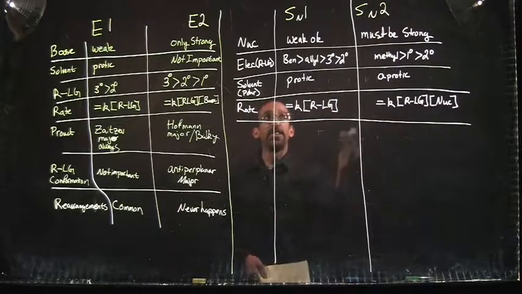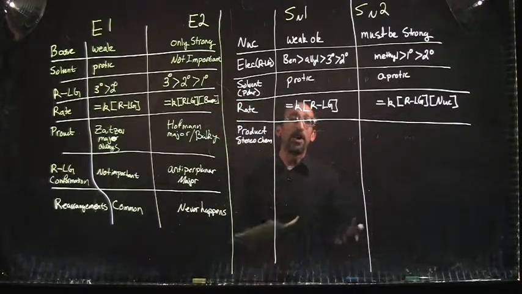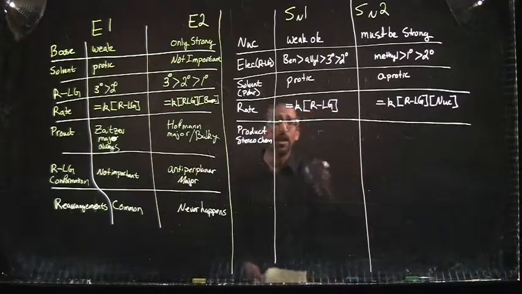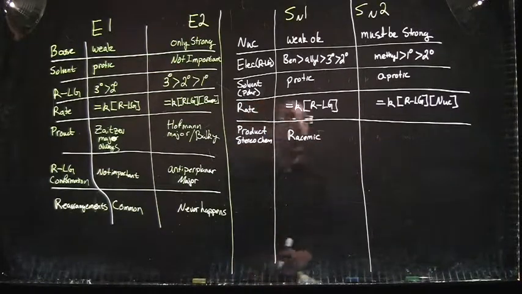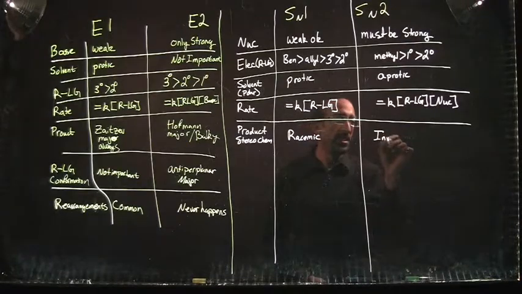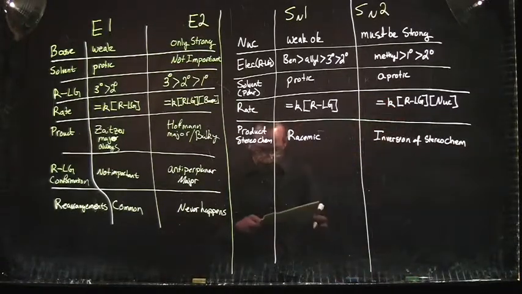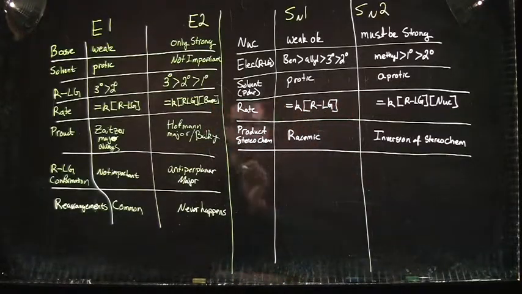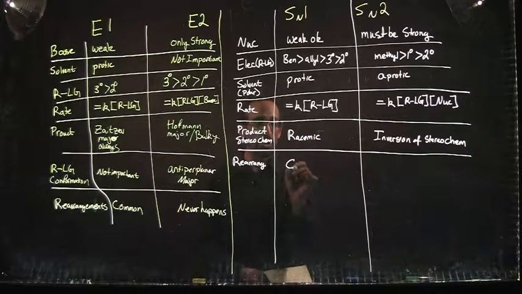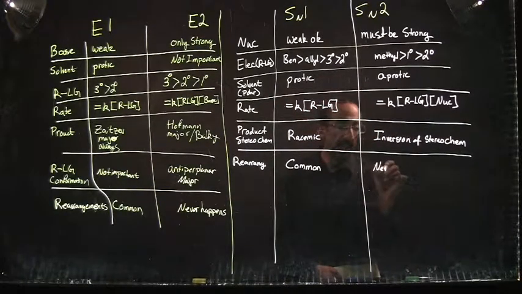So after the rate, the next thing we need to consider for SN1, SN2 is going to be product stereochemistry. We saw in SN1, because we go through that carbocation intermediate, which is planar, the nucleophile can approach from either face, and we end up with a racemic product. Whereas in SN2, because the nucleophile has to approach opposite to the leaving group, we always end up with inversion of stereochemistry. And then finally, last thing we want to take a look at is the possibility for rearrangements. Because SN1 goes through a carbocation, rearrangements are common. Whereas SN2 does not go through a carbocation, so here rearrangements never happen.